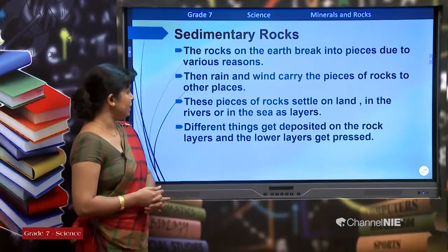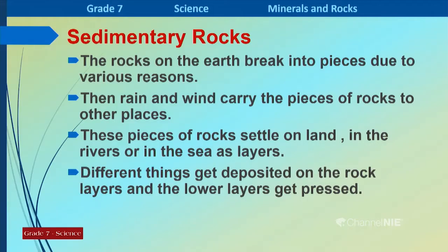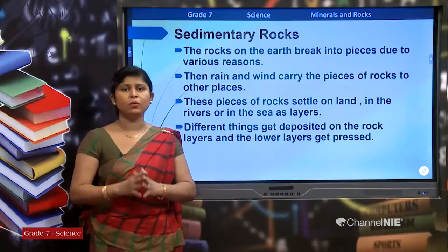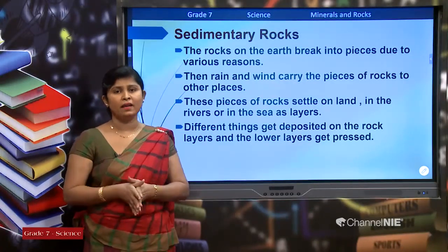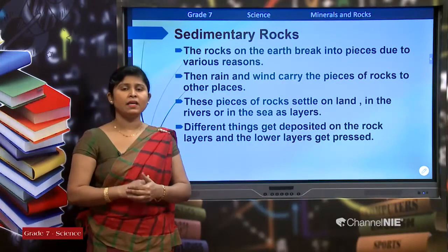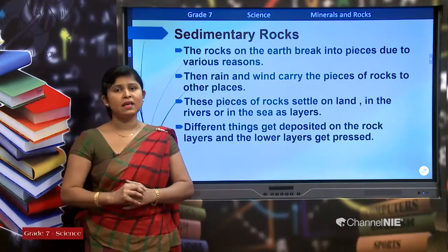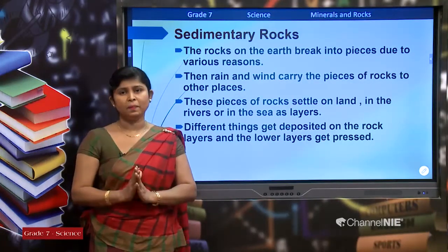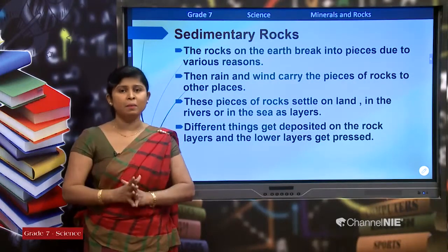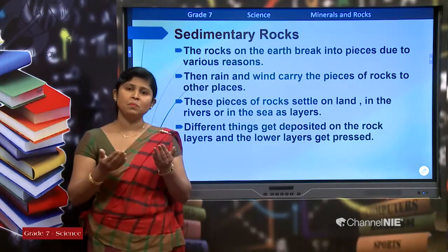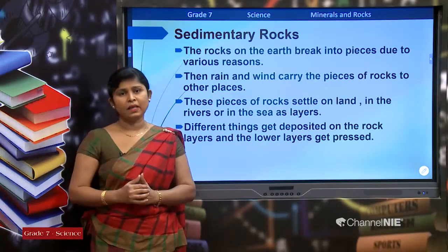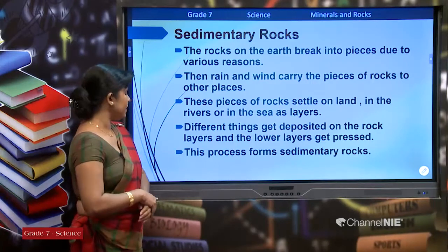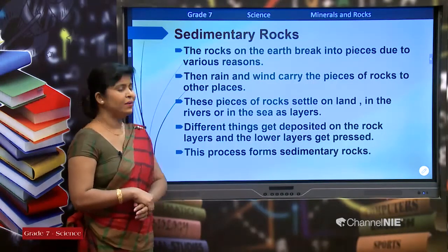Then different things get deposited on the rock layers and the lower layers get pressed, right. Now, there is a layer of small pieces of rocks on the bottom of the ocean or of a river or on the land. Then other substances like decayed plant or animal materials and dead bodies of plants and animals are deposited on that layer. Then because of the weight of the upper layers, the lower layer gets pressed and tightened. Then this process forms sedimentary rocks, right.